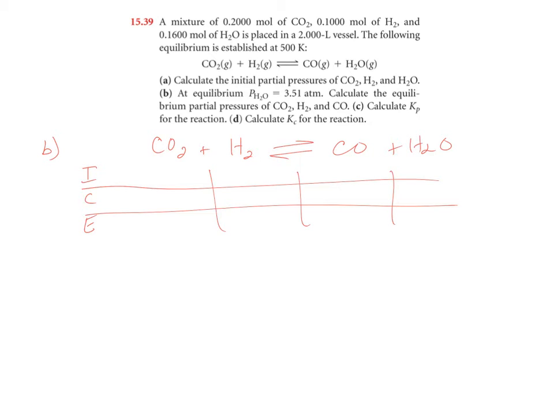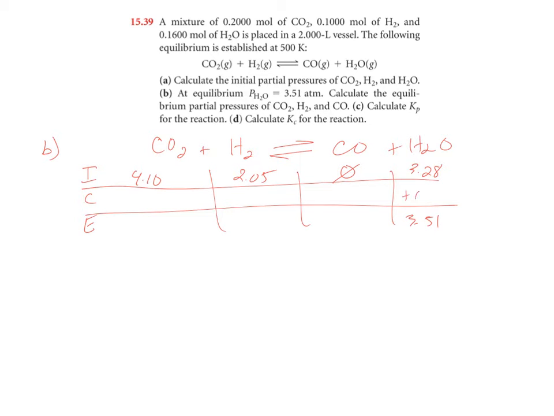Now we know our initial pressures. We just found them. For carbon dioxide, it was 4.10. For hydrogen gas, it was 2.05. Water vapor, it was 3.28. We weren't given any information on carbon monoxide, so it's 0. We're told in the problem, part B, that at equilibrium, water vapor is 3.51 in terms of its pressure.